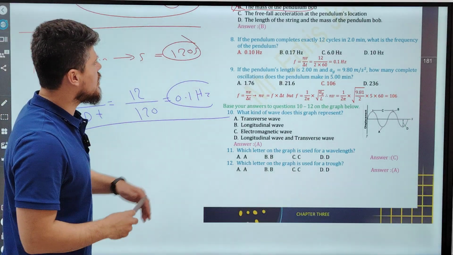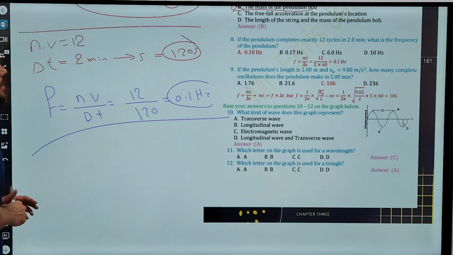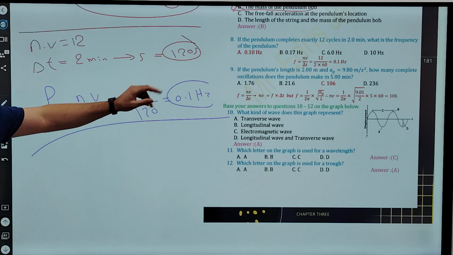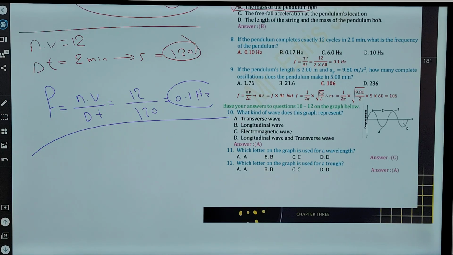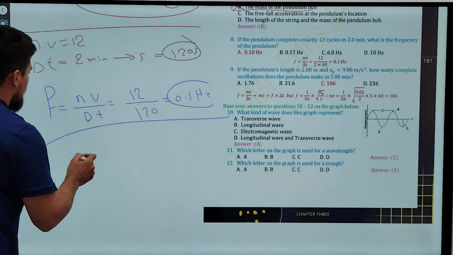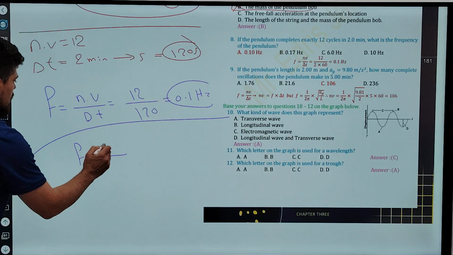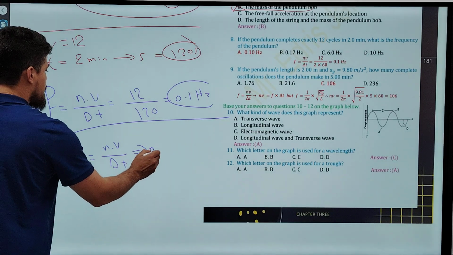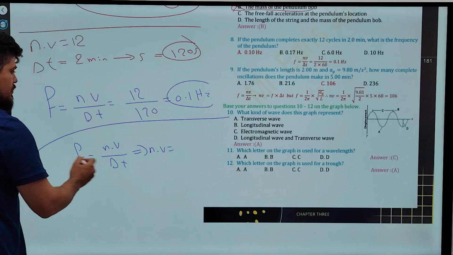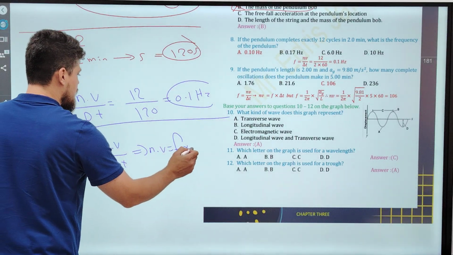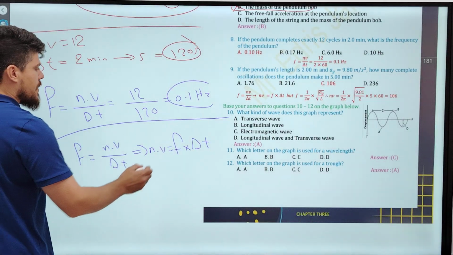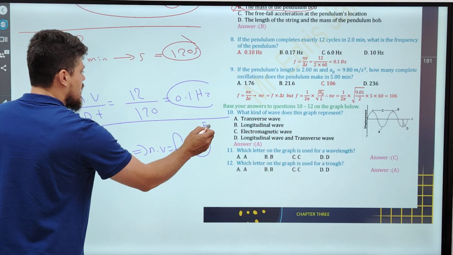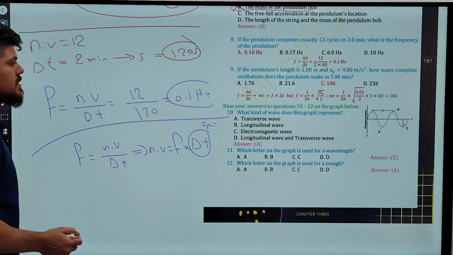Question 9. The pendulum's length is 2 meters and free fall acceleration is 0.8 meter per second square. How many complete oscillations does the pendulum make in 5 minutes? Frequency is equal to what? Number of vibrations over time interval. Number of vibrations is equal to what? You have to rearrange. Do we have time? Yes, 5 minutes, which is equal to 300 seconds.